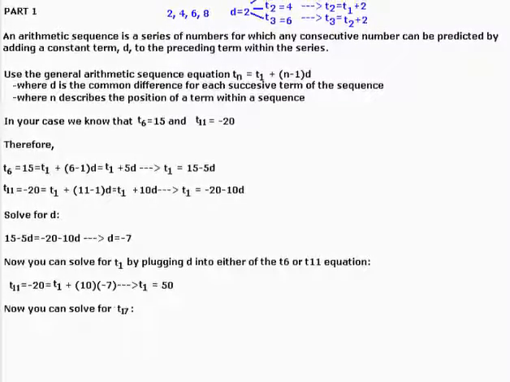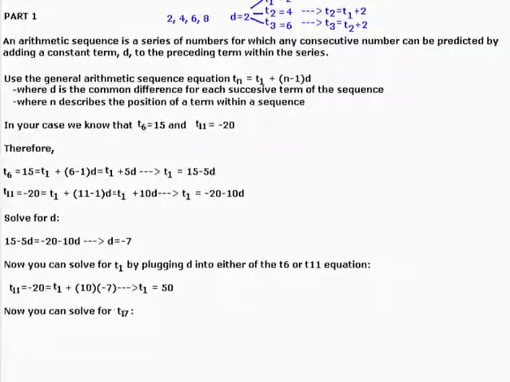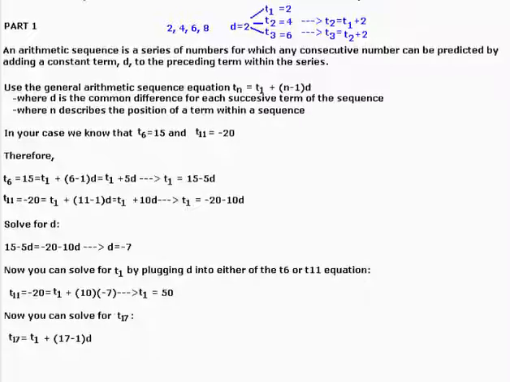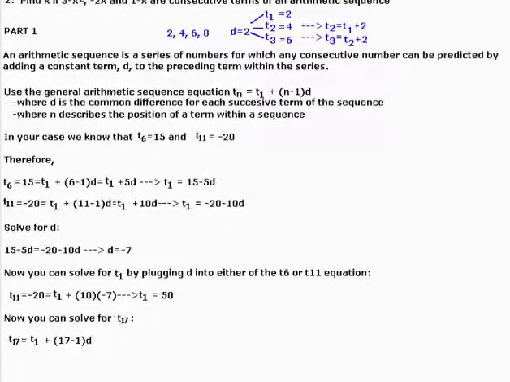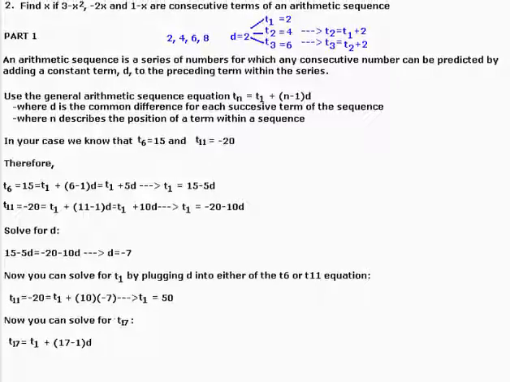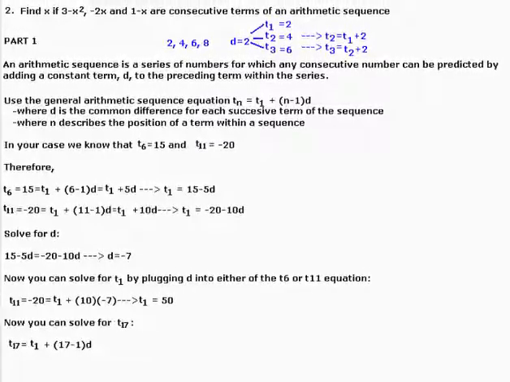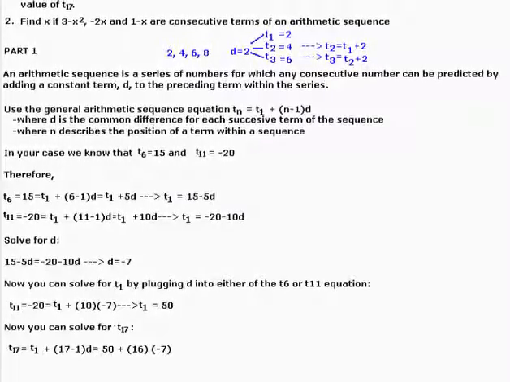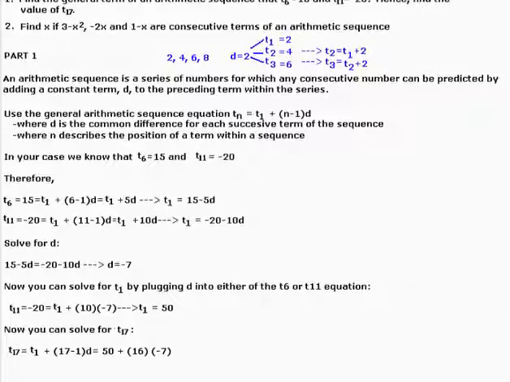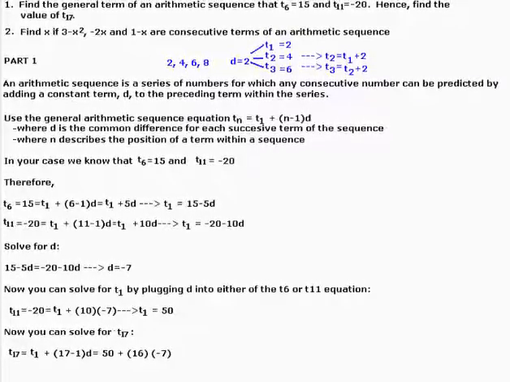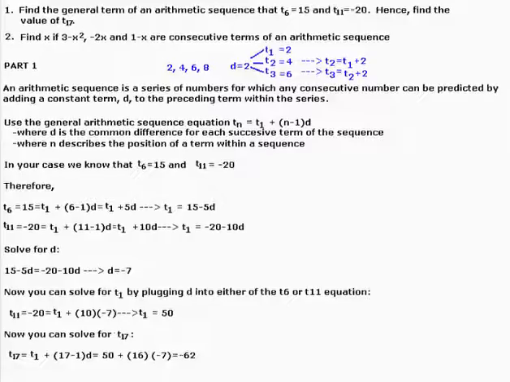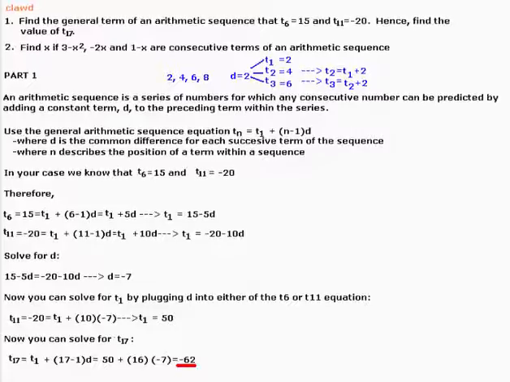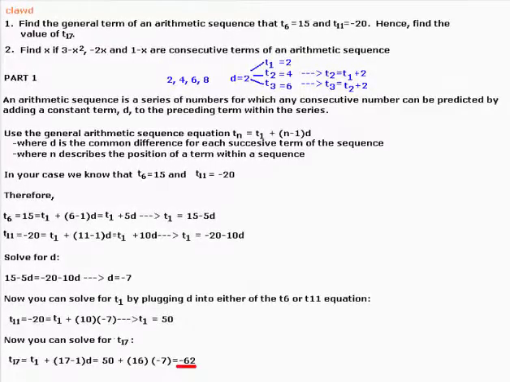Now that we've determined the values for T1 and d, we can solve for T17. Again, the general equation says that the 17th term is equal to T1 plus 17 minus 1 times d, which equals 50 plus 16 times negative 7, and therefore the 17th term is equal to negative 62. Now that we understand some of the principal concepts behind arithmetic sequences, we're ready to move on to question 2.